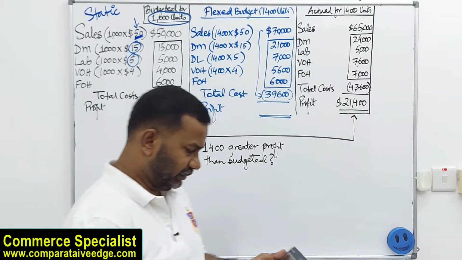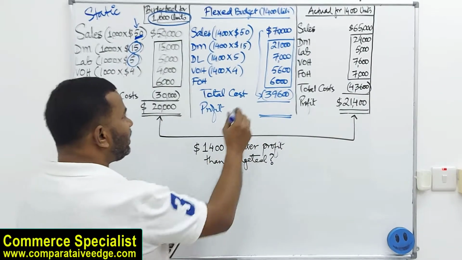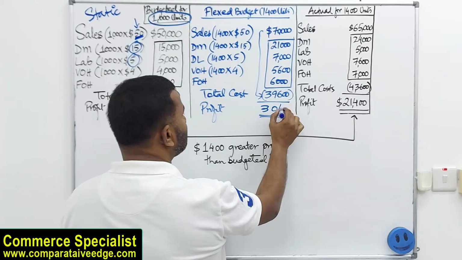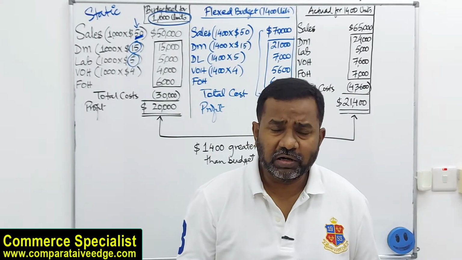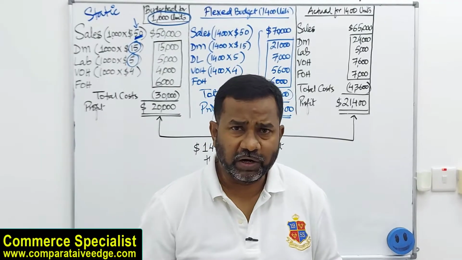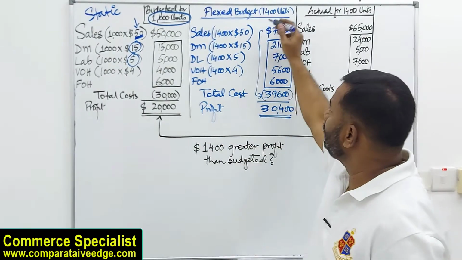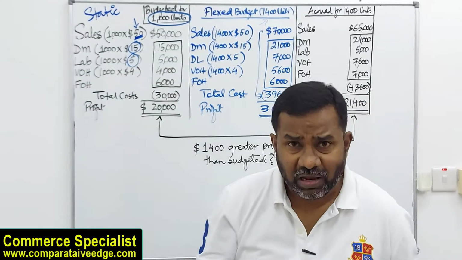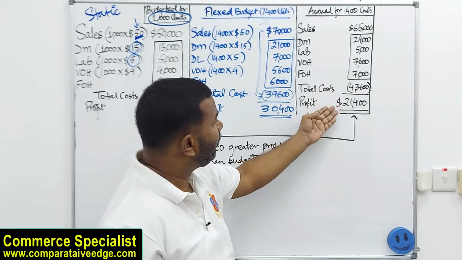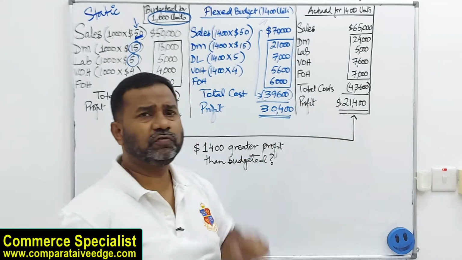How much? 30,400. 30,400 should have been my profit had I made and sold 1400 units. But in reality, my profit is just 21,400.